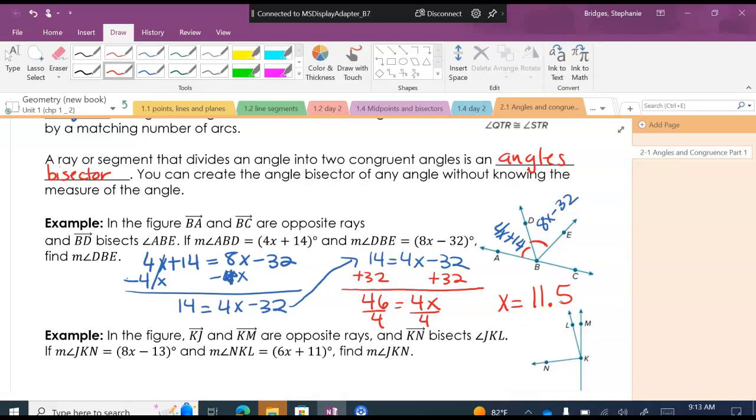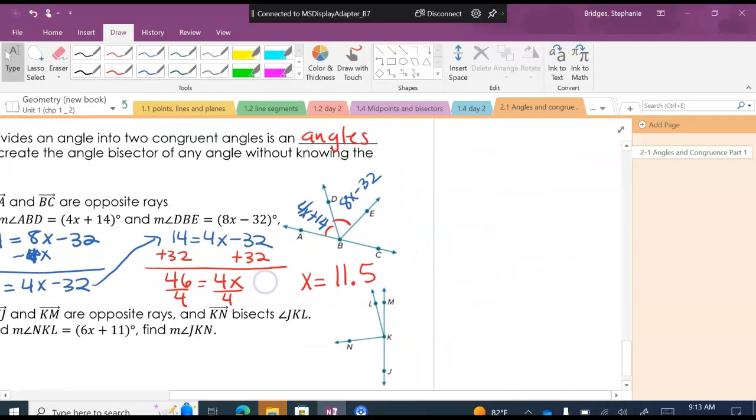Did it ask me just for x? No, it asked me to find the measure of angle DBE. So I'm going to come over here to the side. They told me that the measure of angle DBE, first of all, let me stop here. Do you see how I wrote that M in front of the angle symbol? That means I'm talking about the measure of the angle, how many degrees it is. If that M is not there, then I'm just referring to the actual angle, just the shape, not how much it is. Does that make sense?